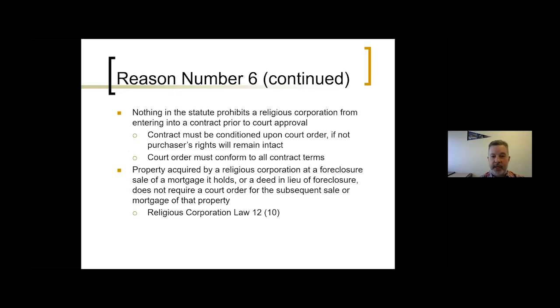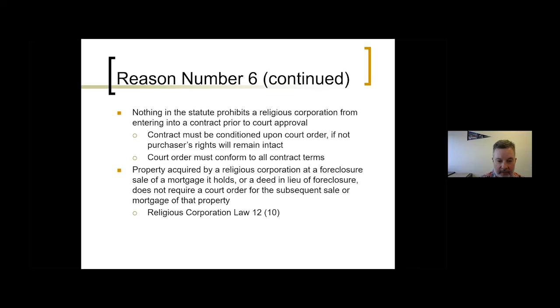Now, a religious corporation can enter into a contract prior to court approval. But the contract has got to be conditioned upon court order. If it's not, then the purchaser's rights are going to remain intact. So if you're representing a seller that's a religious corporation, make sure you condition it, make it contingent upon them getting the court order. And that court order is going to have to conform to all contractual terms.